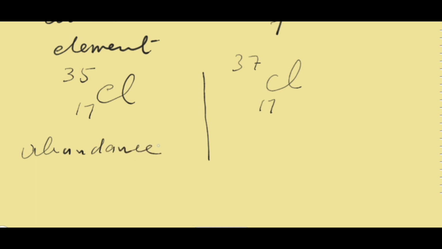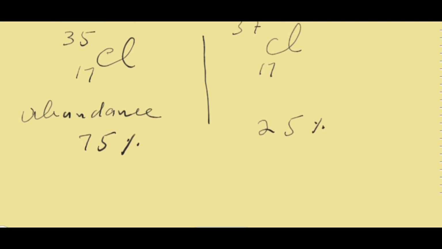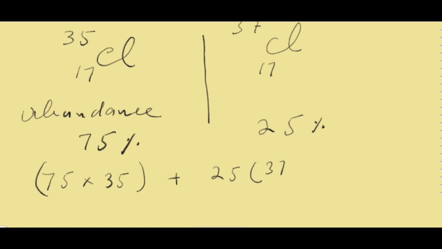The second thing which I need for the calculation is the relative abundance of these isotopes. Chlorine 35 is found 75% and chlorine 37 is found 25% only. So how will I calculate? I will multiply the abundance of one isotope with its atomic mass plus the abundance of another isotope with its atomic mass, and the whole divided by 100. In this way, you will get the answer 35.5.